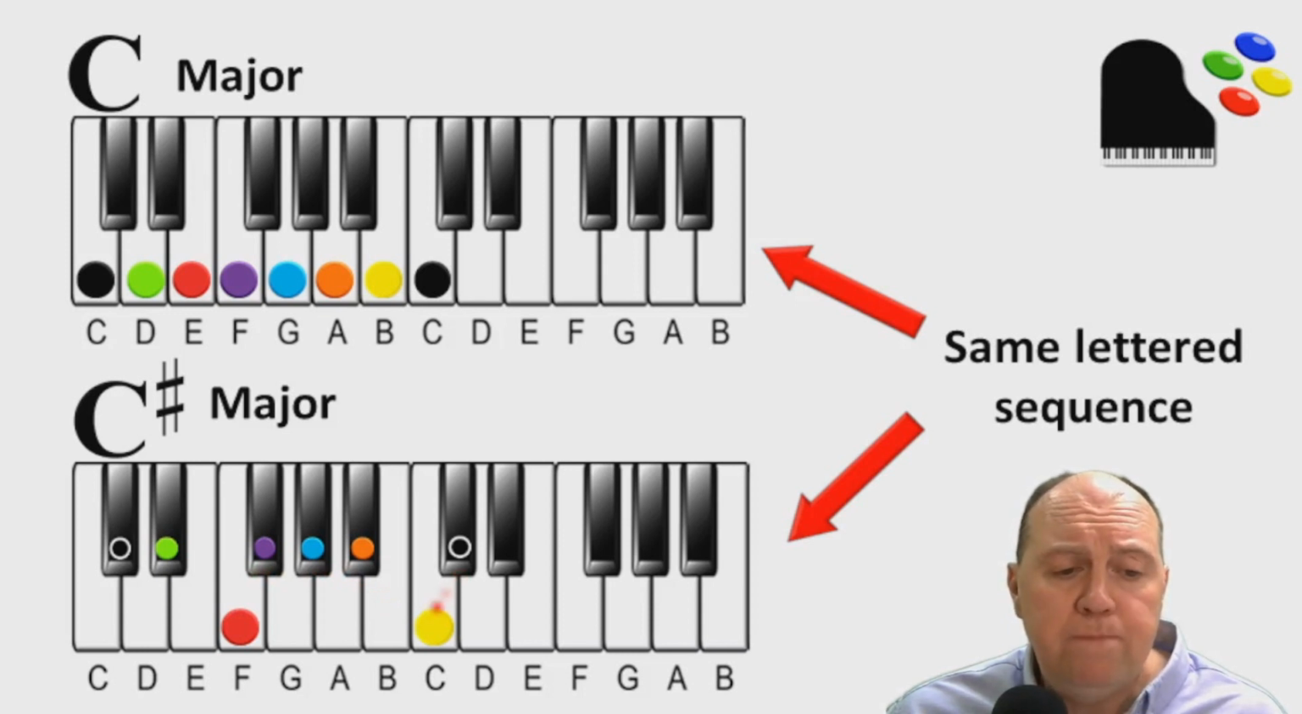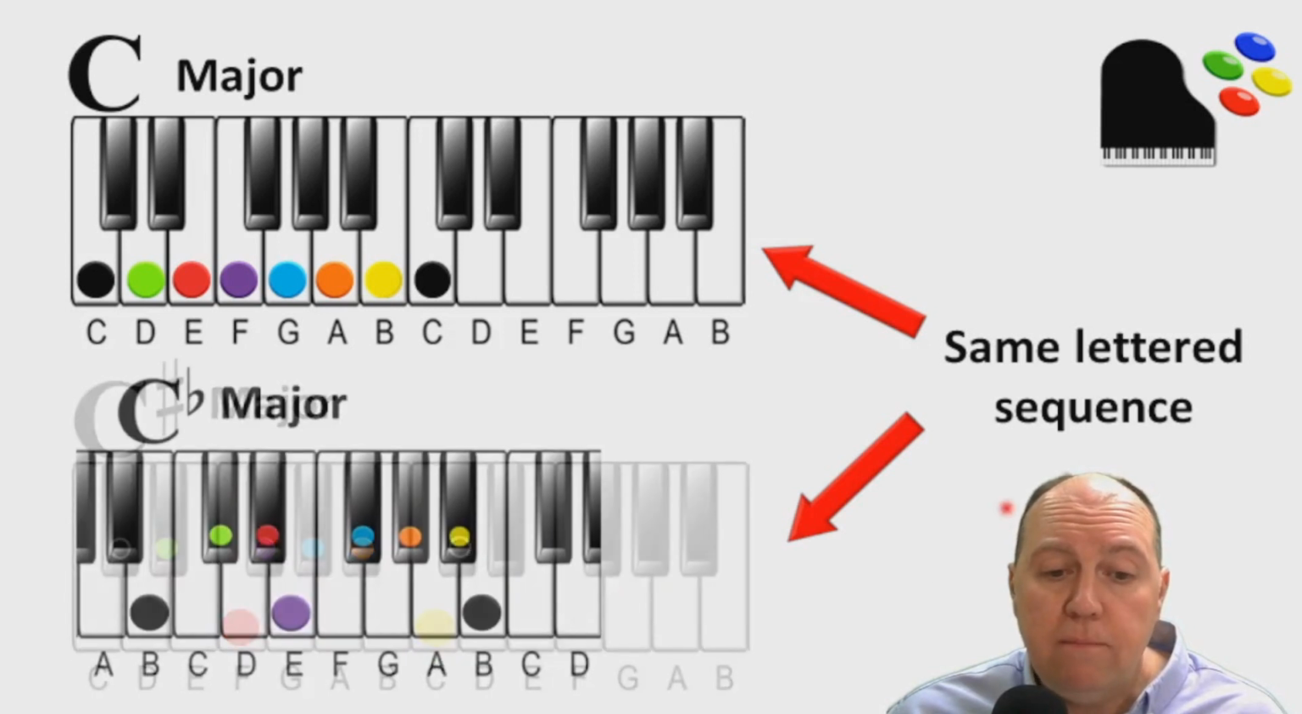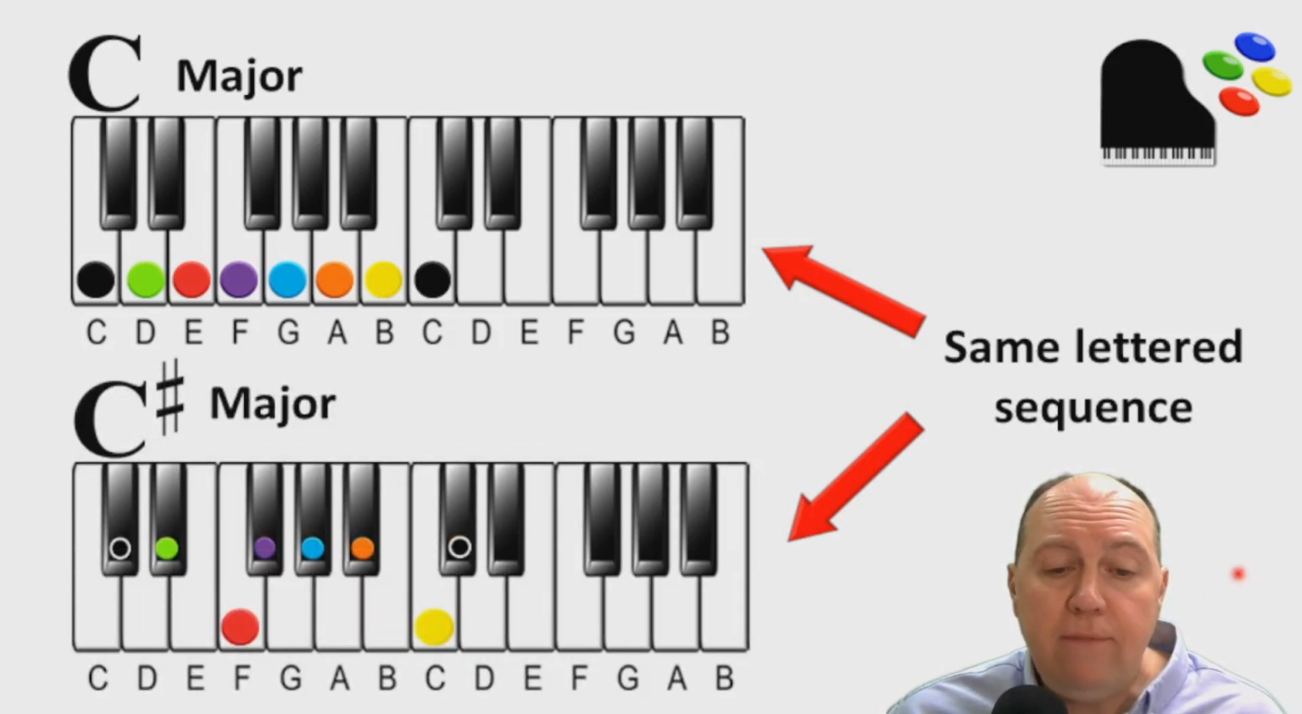Well, this looks like an F, but it's an E sharp. And this looks like a C, but it's a B sharp. So here we have 2 different keys that are worlds apart, but they have this in common, where they have this same lettered sequence.